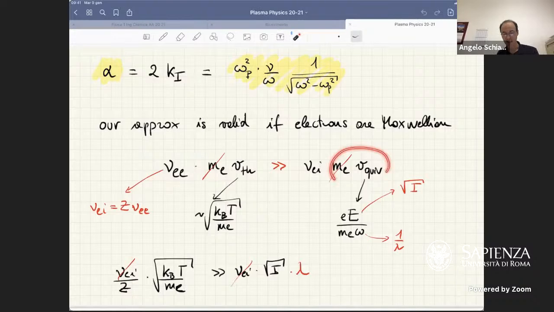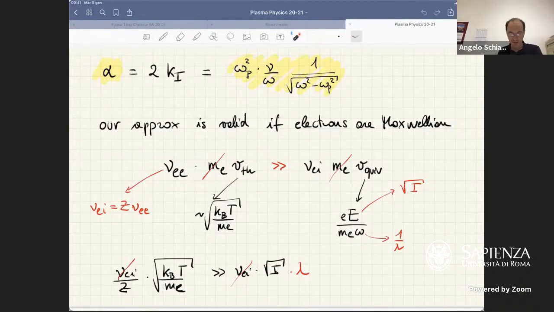So this is the characteristic order of magnitude of momentum acquired by an electron during the passage of the electromagnetic wave times the collision frequency, and this is going to be the rate at which this momentum is lost by electrons to the ion species. Okay, we just played a bit with the relative scaling law of the frequencies and of the characteristic velocities.